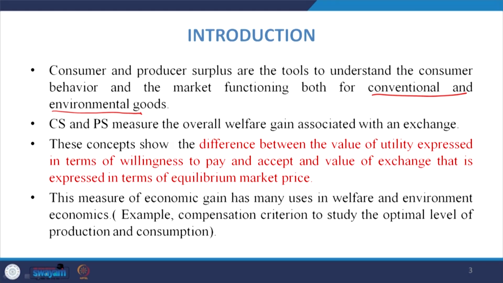Consumer surplus and producer surplus measure the overall welfare gain associated with the exchange of goods for money in the market. These concepts show the difference between the value of utility, expressed in terms of willingness to pay and accept, and the value of exchange, expressed in terms of equilibrium market price. In fact, this concept was given by Marshall initially, and then it was extended by other economists.